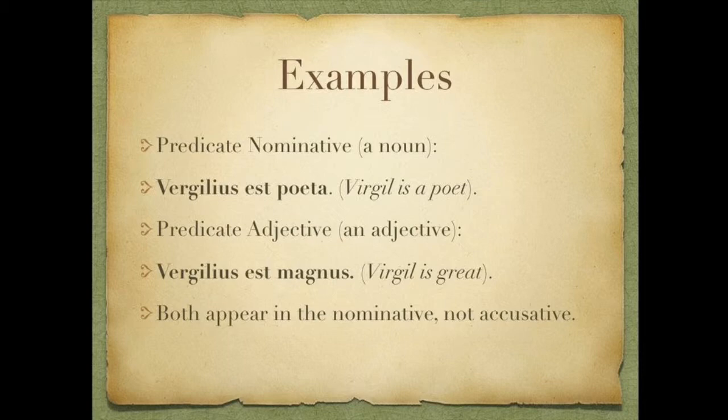Next we have a predicate adjective, Virgilius est magnus. So it tells us a little bit more about Virgil. Virgil is great. So again, it's in the nominative case and it is modifying Virgil. So both appear in the nominative, not in the accusative. So in English, while they look like direct objects, they're actually predicates.